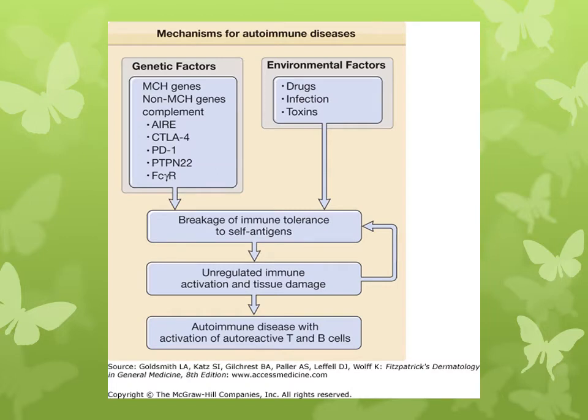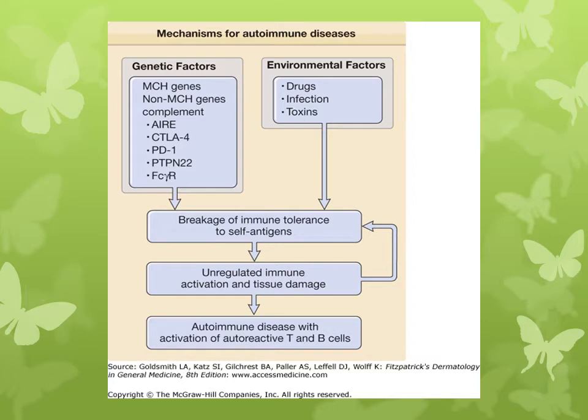This is the simplest figure for the mechanism of rheumatology diseases. There may be genetic factors like the major histocompatibility complex genes or the non-major histocompatibility complex genes, or in the level of the complement or other molecules. There may be environmental factors like drugs, infection, toxins, and sun. And there may be some physiological situation like pregnancy.